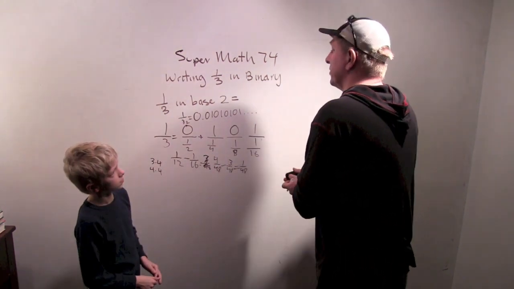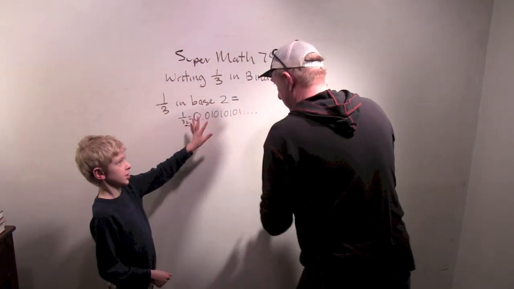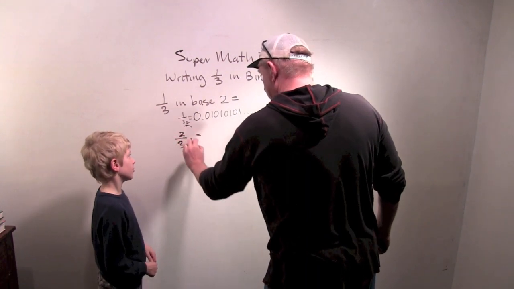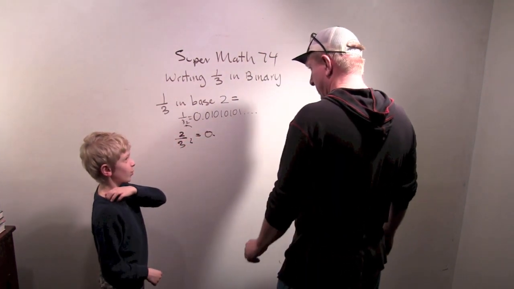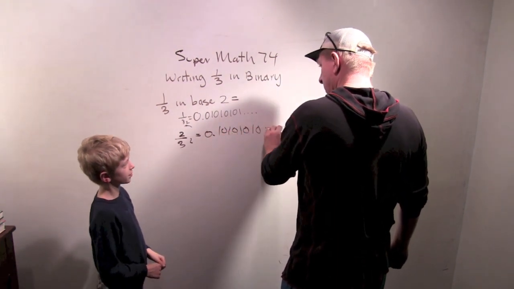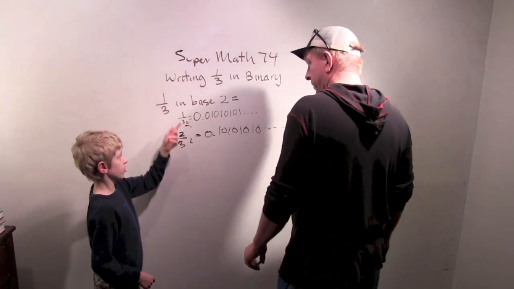What would 2/3 be if that was the case? How do I multiply by 2 in binary? You shift the digit over. So 2/3 in binary would be 0.10101010. And what is 1/3 plus 2/3? It should be equal to 1.